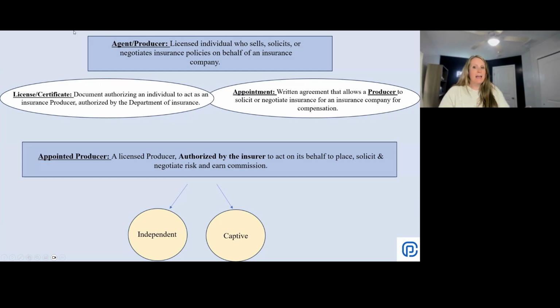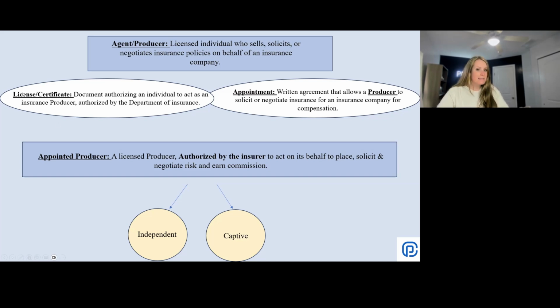So on the exam, you might see them reference the agent or the producer. Those terms are used interchangeably. I always say in the real world, usually the agent is the person who owns the agency, and the producer is who's working for the agent. But on the exam and the material, those terms are kind of used interchangeably. That's anybody who is a licensed individual who is authorized to sell, solicit, or negotiate insurance policies on behalf of the insurance company.